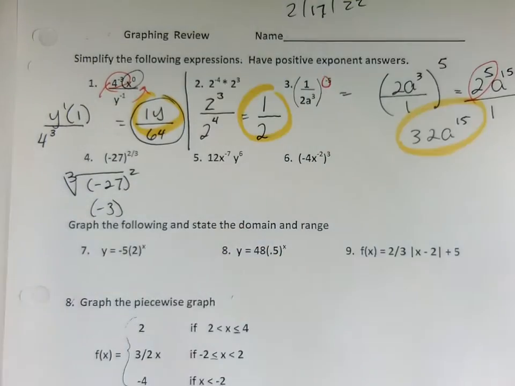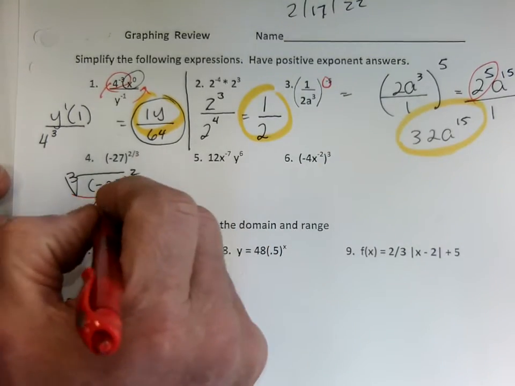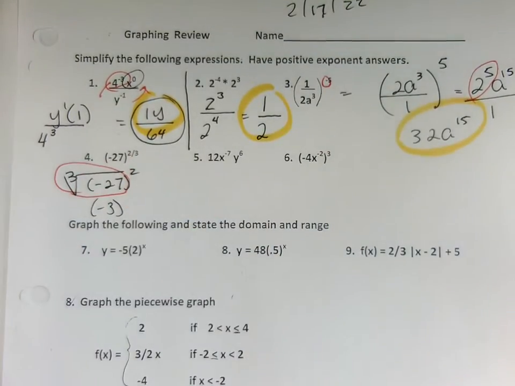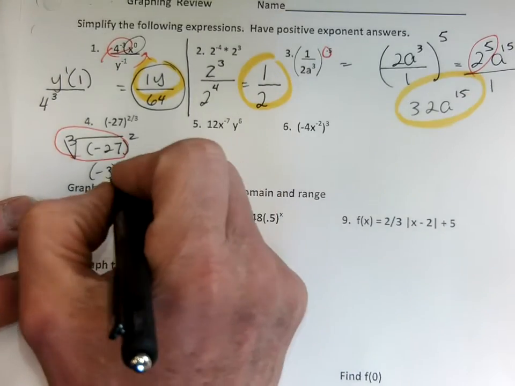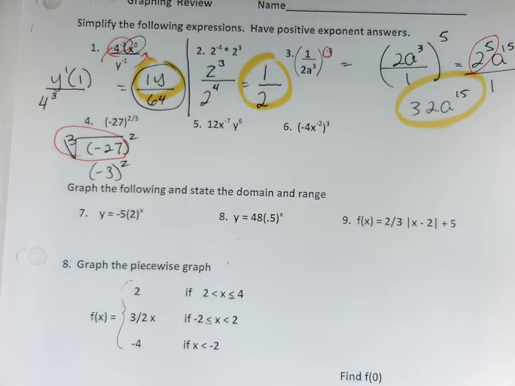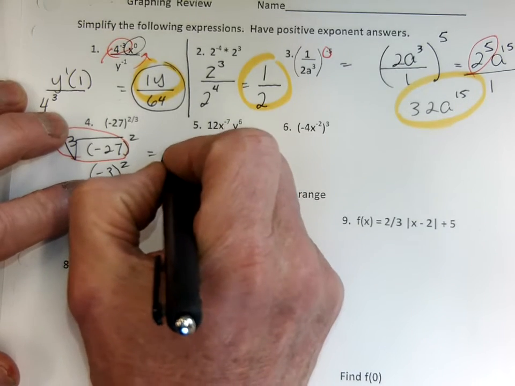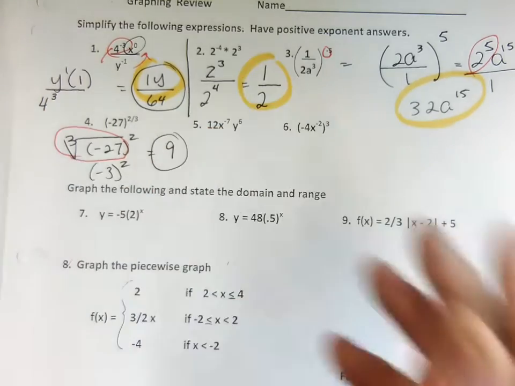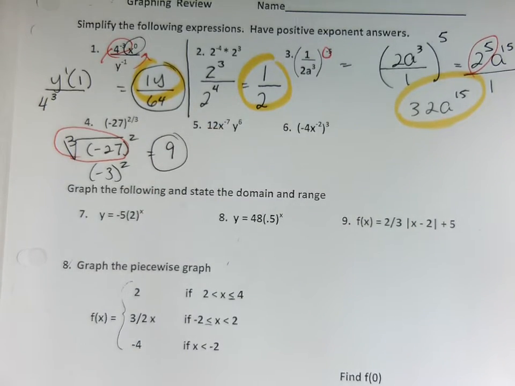So I did this. I didn't do all of the problem. I've only done this part. I took the cube root of negative 27, but I still have to square it, don't I? I still have to square it. And then negative 3 squared is negative 3 times negative 3, which is a positive 9. Is this helpful? Is this helping you guys? Good.